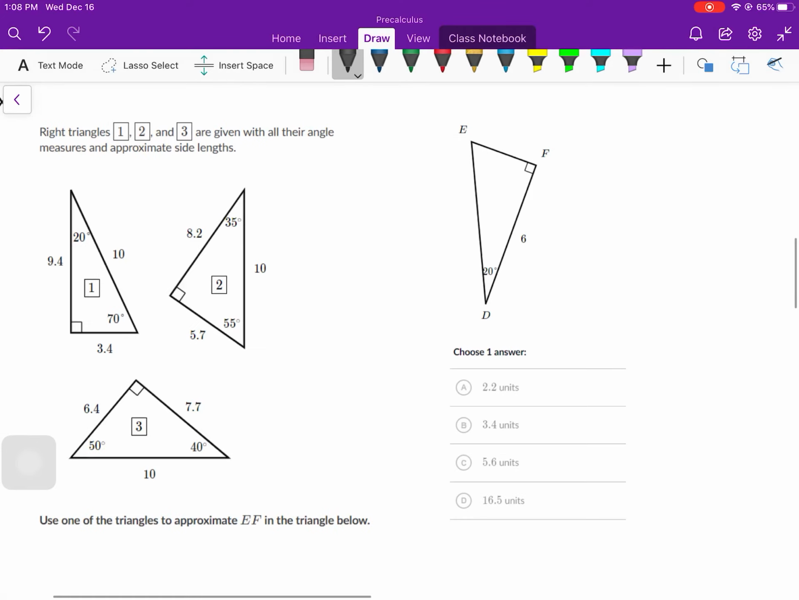Let's look at another one. So this time we're going to use one of the triangles to approximate EF. So we want EF. Let's just call it X. That's the missing side, right? So we're going to find this missing side.